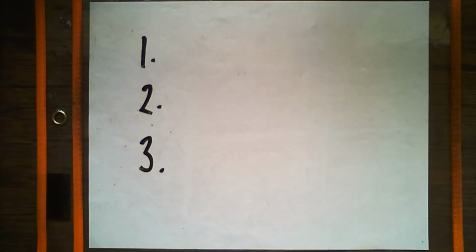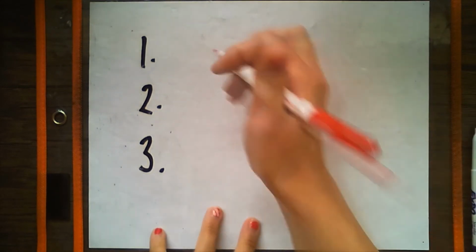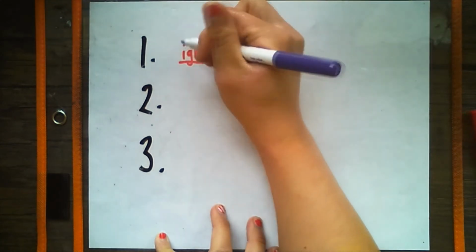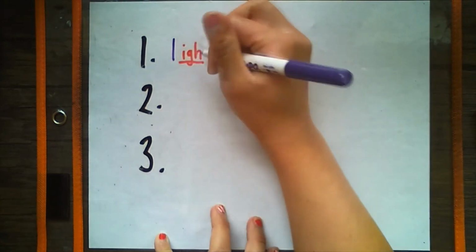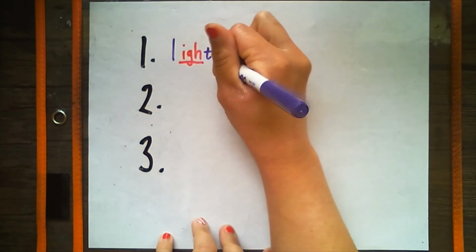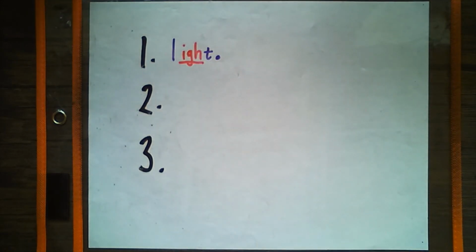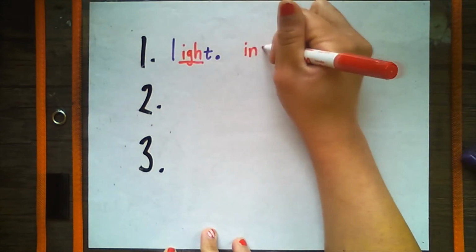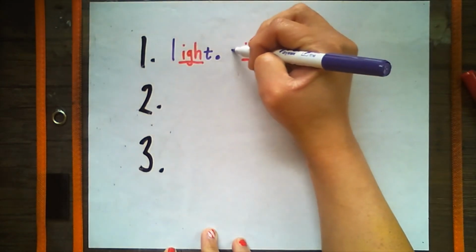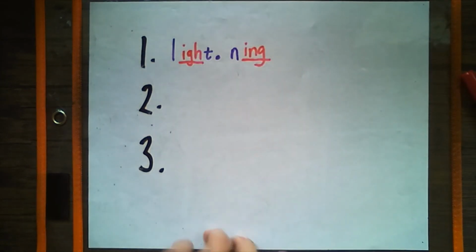Let's go ahead and write that down. I, g, h, t. And we have our first syllable complete. Second syllable, ning. Ing is going to be one of our sounds. N, ing. Okay, so your spelling should look exactly like mine. The whole word is lightning.